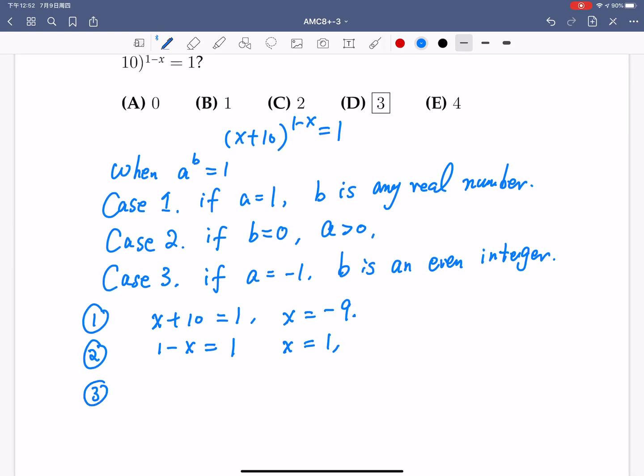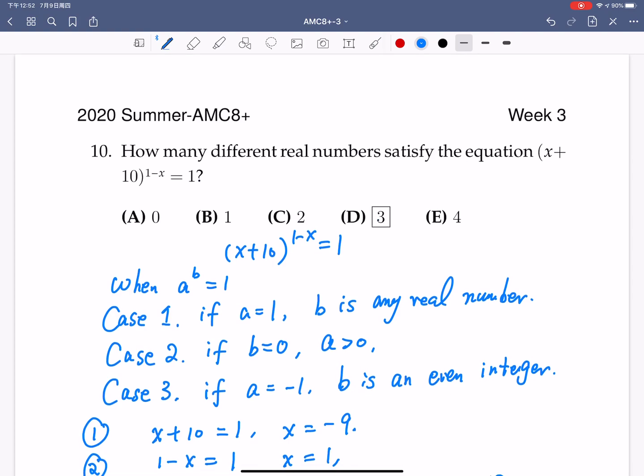Case 2, 1 minus x is equal to 0. That means x is equal to 1. And we will check when x is equal to 1, x plus 10 is a positive number. So that gives another solution. Case 3, we let x plus 10 to be -1. Then x would be equal to -11. And 1 minus x would have been equal to 12, which is an even integer. And we can check directly. This gives us the third answer. So altogether, this equation has 3 answers. So the answer is D.